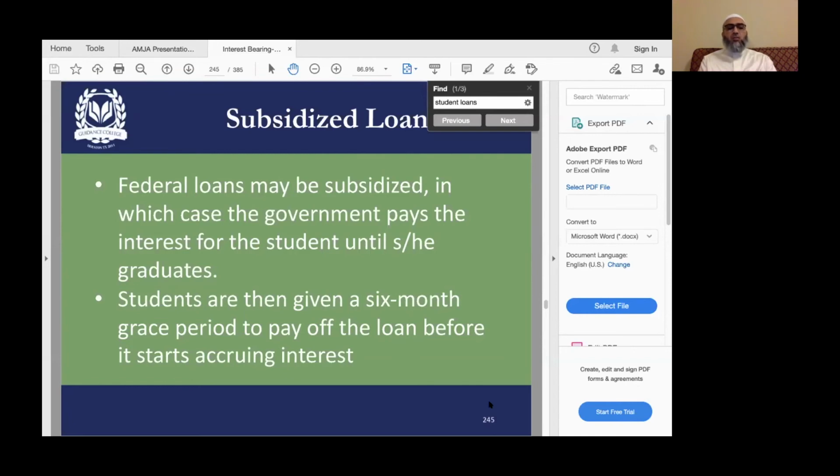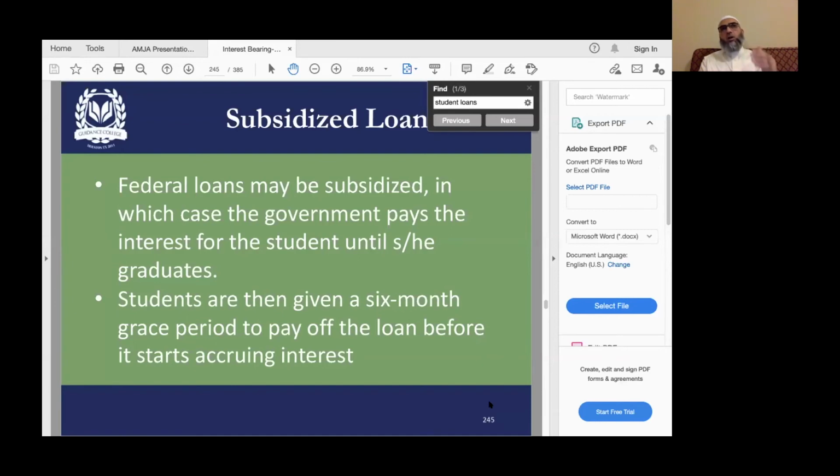If none of the above is sufficient, then, and I'm now narrating the official position of AMJA, you can go with a subsidized loan. A subsidized loan is actually an interest-free loan. It's not 100% free. It is interest-free for a certain period of time, like a zero APR.